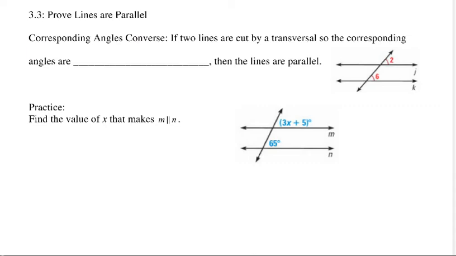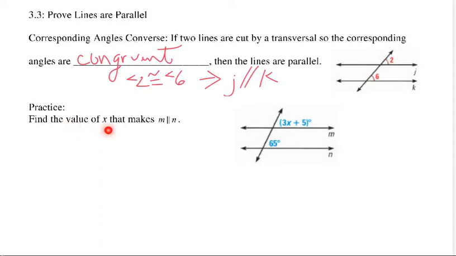So the first one is corresponding angles. If we have two corresponding angles, angle 2 and 6, that are congruent, then the lines are parallel. In the solving aspect of it, it really will be very similar because it says you want to find the value of x that makes it parallel. The only way that it'll be parallel is if these two angles, the corresponding angles, are congruent, or we can set the measures equal to each other.